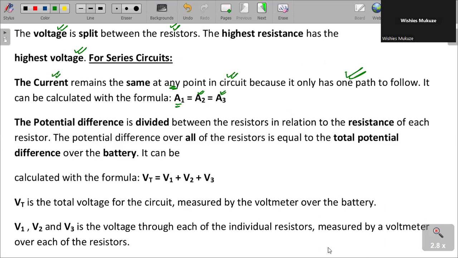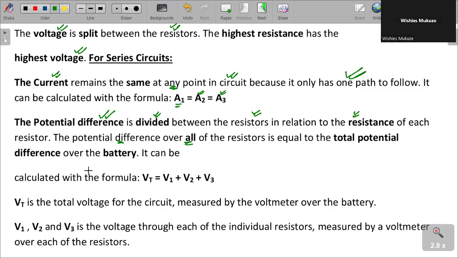And the potential difference is divided between the resistors in relation to the resistance of each resistor. The potential difference over all of the resistors is equal to the total potential difference over the battery.